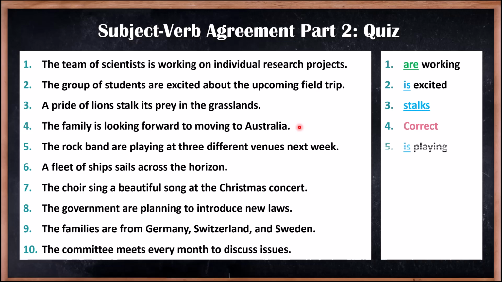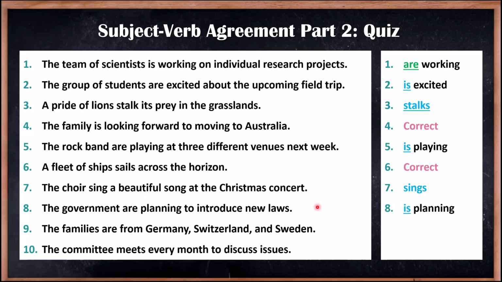Number 5 is incorrect. The rock band is playing at 3 different venues next week. We need a singular verb because this is a singular collective noun. Number 6 is correct. A fleet of ships sails across the horizon. Fleet is a collective noun, and that is the subject, so we need a singular verb. Number 7 is incorrect. It should be "sings." The choir sings a beautiful song at the Christmas concert.